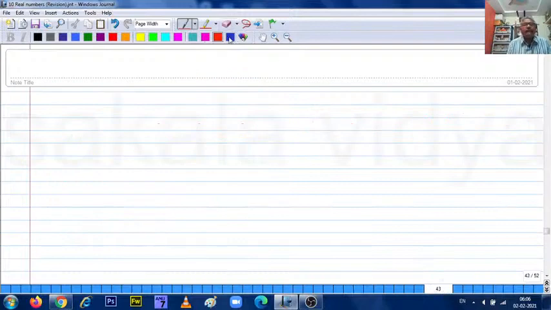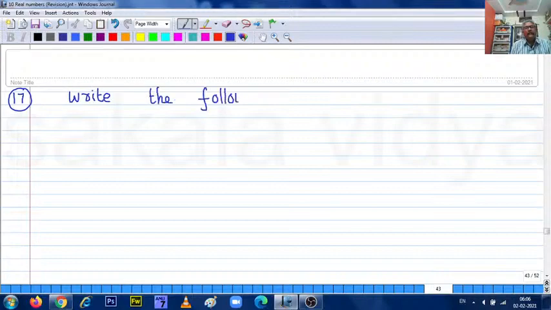Okay, Ganesh. 17th question. Write the following in single logarithm. That means express the following as a single logarithm.